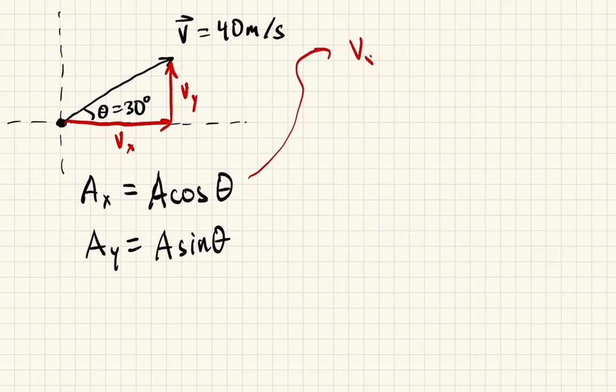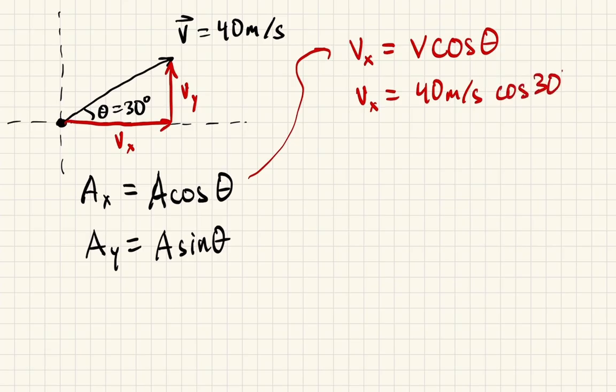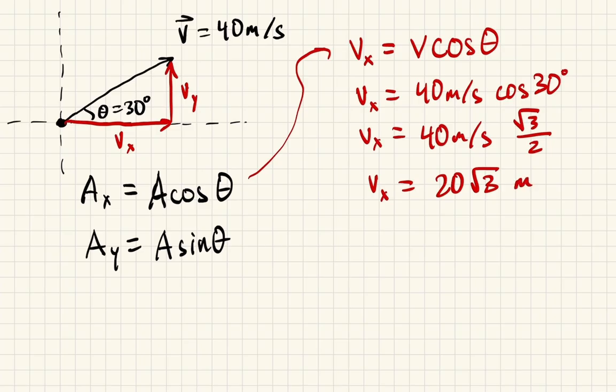So the magnitude of our x component of the velocity vector is going to be the magnitude of the velocity vector multiplied by cosine of the angle. And so that would just be 40 meters per second times cosine of 30 degrees, which is root 3 over 2. And so the magnitude of the x component is going to be 20 root 3 meters per second.